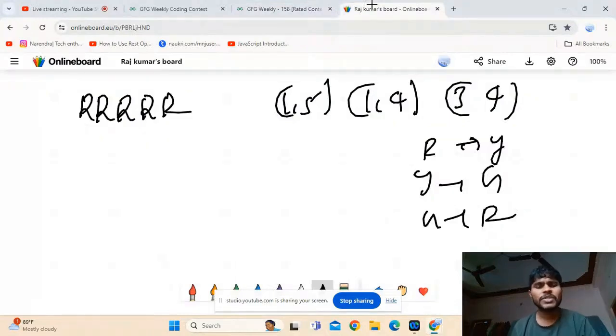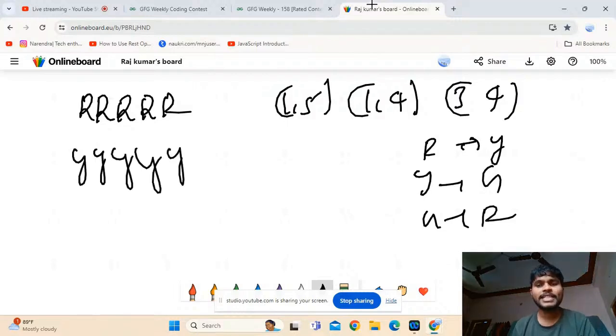Observe here. I'm not saying it is an easy question. It is a tough question, but you have to think. In the first query we have to change all the street lights from 1 to 5, assuming zero based indexing. So 1 to 5 means all R are changed to Y, all five lights are changed to Y.